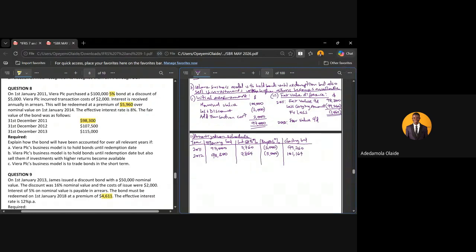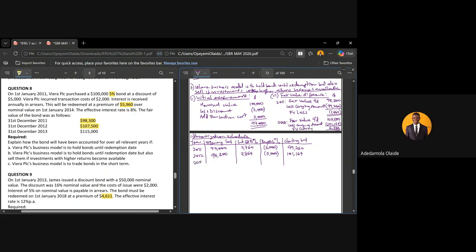Because they can still sell also, we calculate the fair value difference. At the end of year 2012, fair value is 107,500, less carrying amount, which is 101,164. So with that, fair value gain is how much? 6,336. That's our fair value gain.